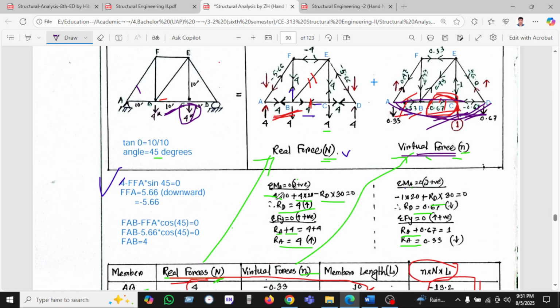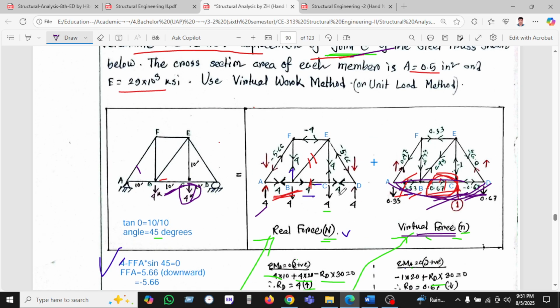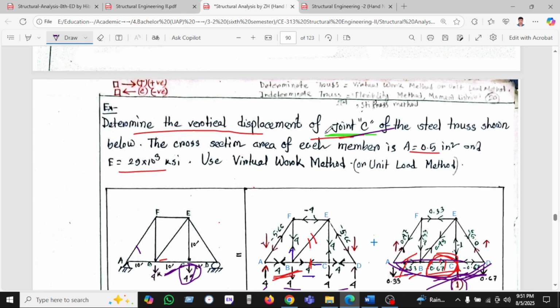So at first we have to calculate. We are taking two diagrams: the real diagram N and the other, virtual work. In the real diagram there are 4 and 4 loads, and in the virtual load case only one load is given, one unit load, where the displacement is asked.